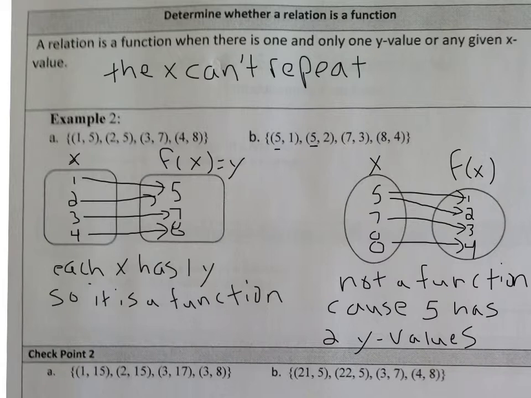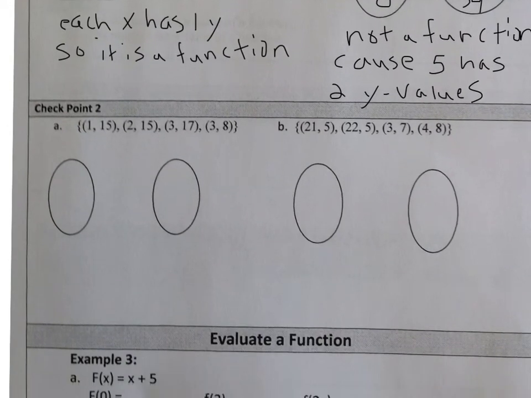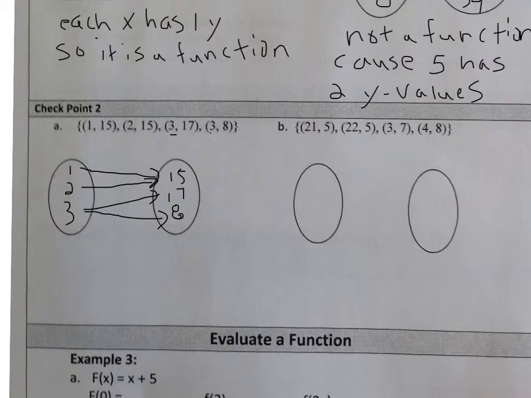Pause here, try checkpoint 2. When you come back, I will give you the answers. Okay, so here are the answers for checkpoint 2. You've got 1, 2, and 3, and 15, 17, and 8. 1 goes with 15, 2 goes with 15, 3 goes with 17, and 3 goes with 8. And because 3 repeats and 3 has 2 different y's, it is not a function.